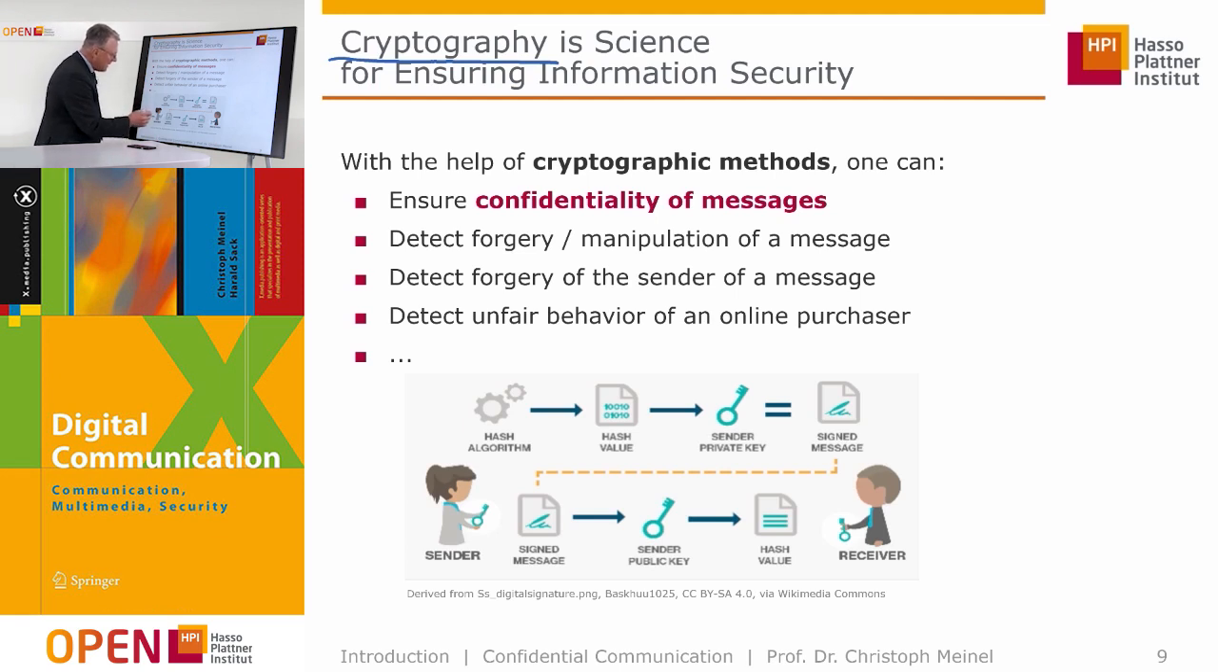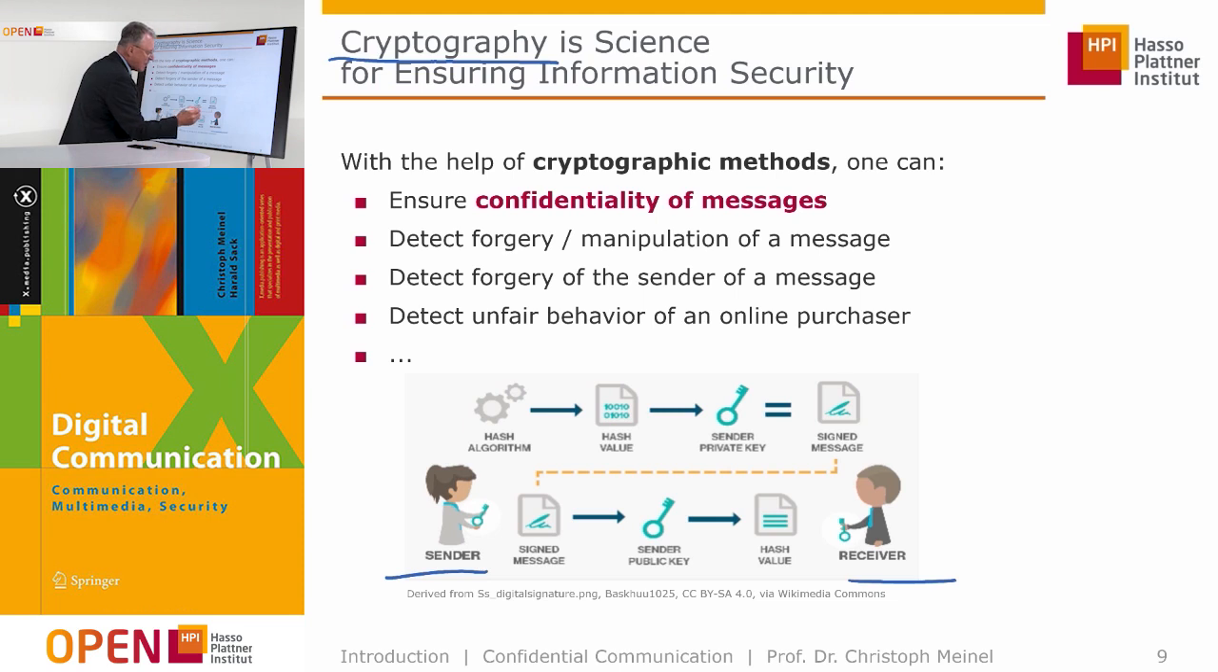So here we see our sender, we have our receiver, and they are connected by the internet, and the sender wants to send a message to the receiver. Typically the sender is Alice and the receiver is Bob. And so Alice writes her message, and then she uses a cryptographic method, here a hash algorithm, and then she is using an encryption method, and then the message is signed and encrypted.